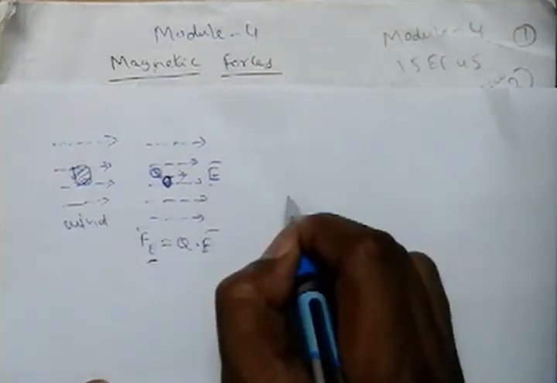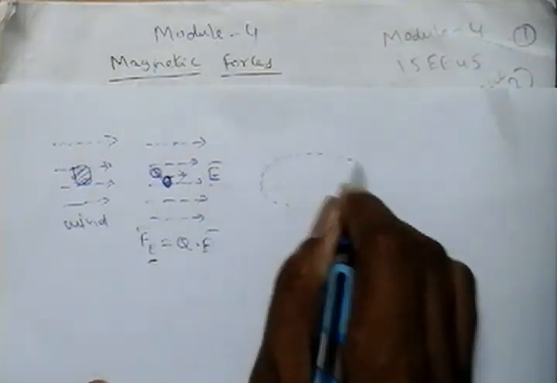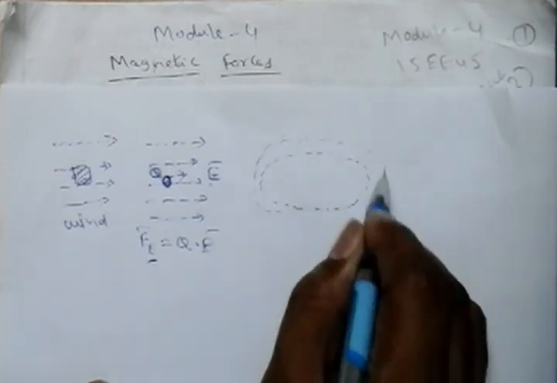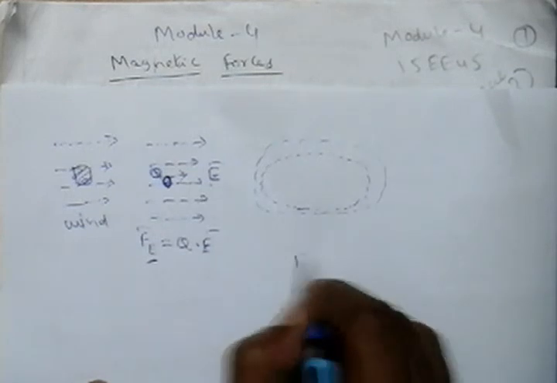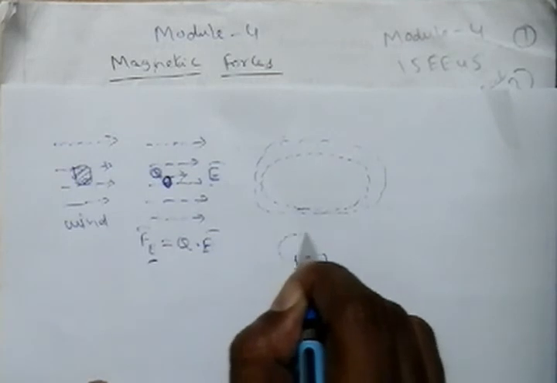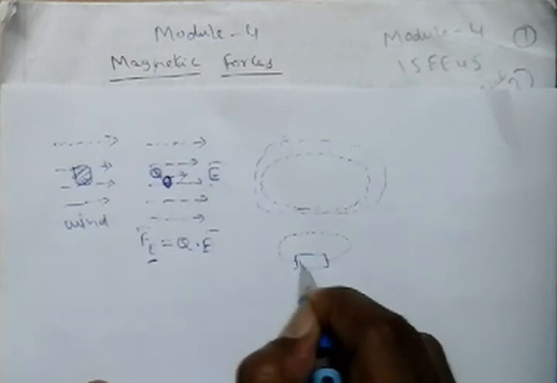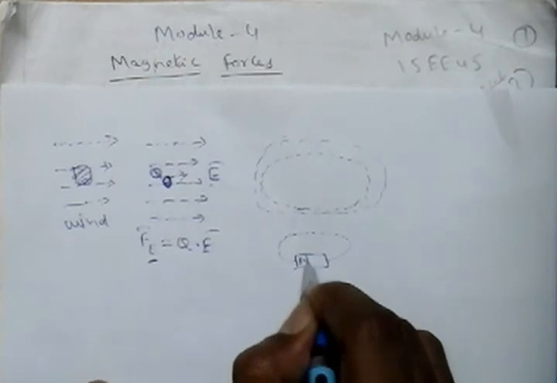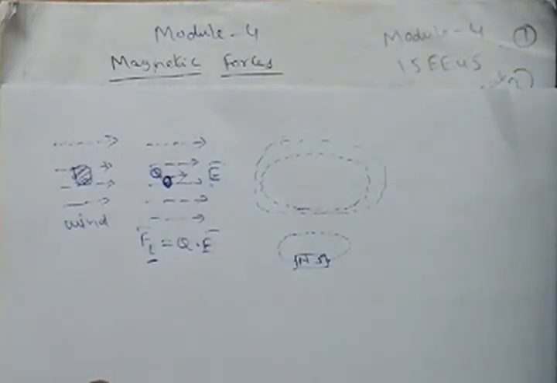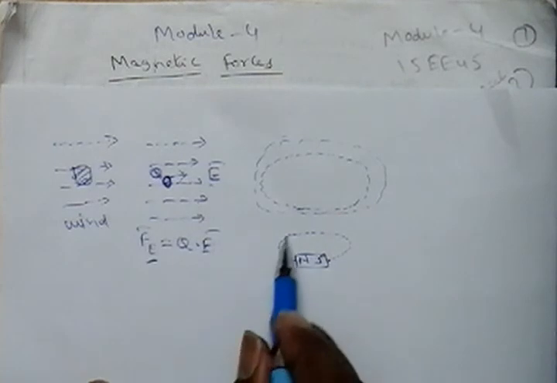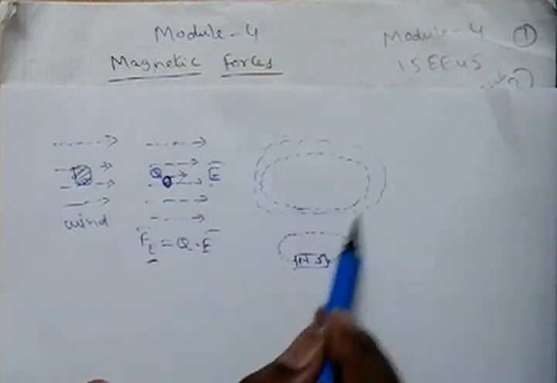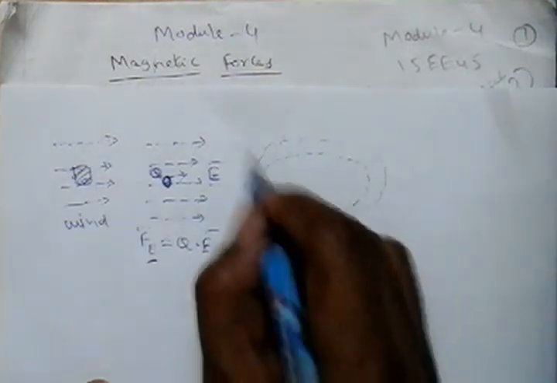Now consider the magnetic field. The magnetic field is always in a closed path. Why it is always in a closed path: consider one magnet. For the magnet, on one side the field is emitted and on the other side the same field is terminated. The side from which the field is emitted is called the north pole. The side where the field is absorbed is called the south pole. Therefore, the magnetic field always has a closed path.